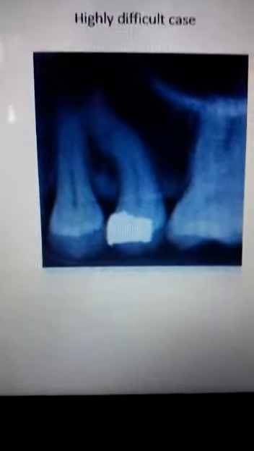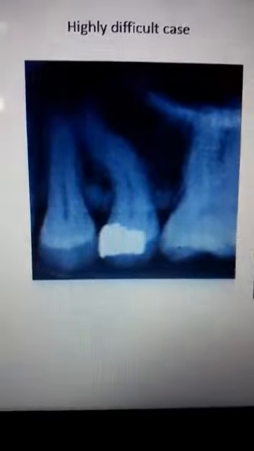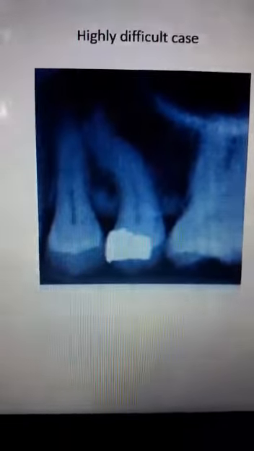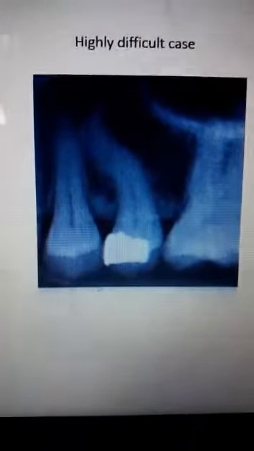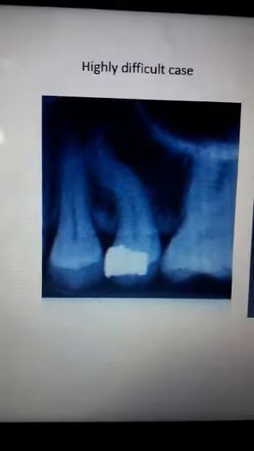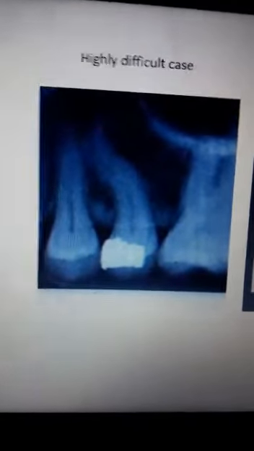Not just that, look at which tooth you are treating. Is it an anterior? Is it a posterior? Up to premolars, it is considered minimal difficulty, and beyond premolars, up to the first molar, it is moderate difficulty. If it is the second and third molar, there is a particular angulation to the arch, which is why it is considered highly difficult. So these are all the things you need to keep in mind whenever you consider a case.